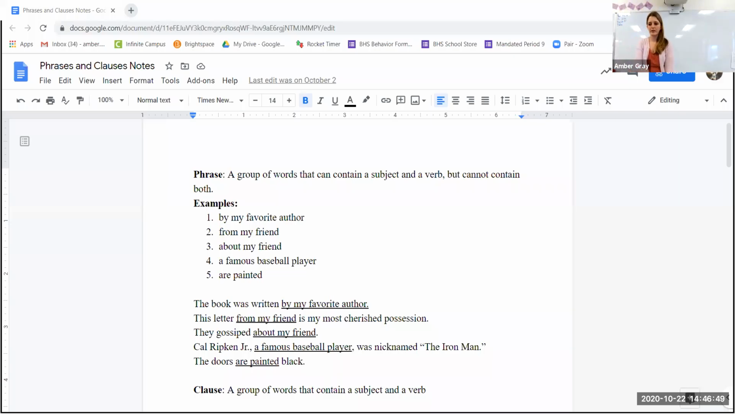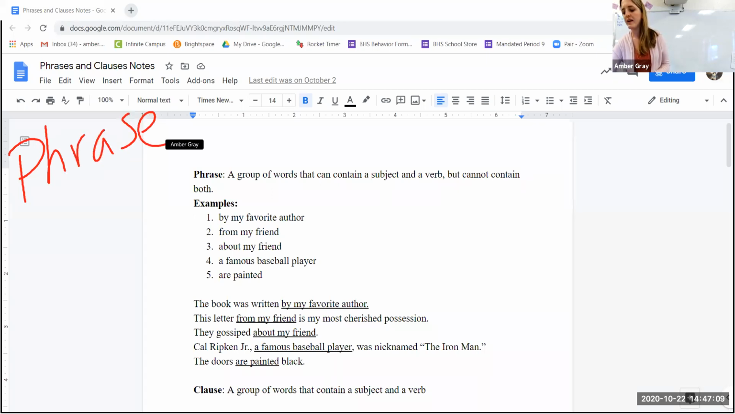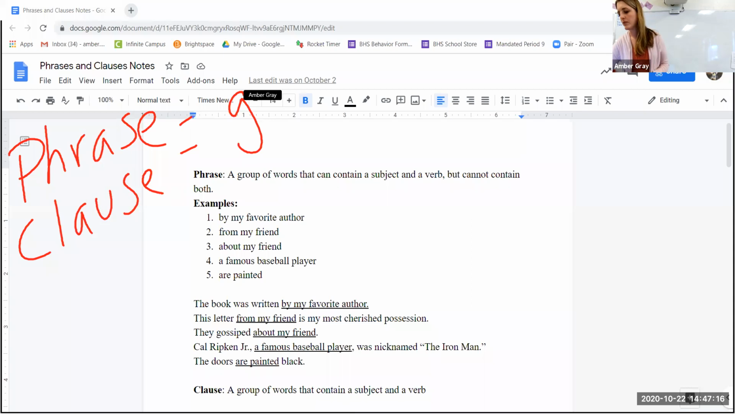Okay, so in this lesson, we're talking about clauses and phrases. So we have to know the difference between those two. And I'm going to quickly do a definition that applies to both. Both phrases and clauses are a group of words, okay? So if someone asks you for a basic rundown on what's a phrase and what's a clause, you can say, hey, it's a group of words.